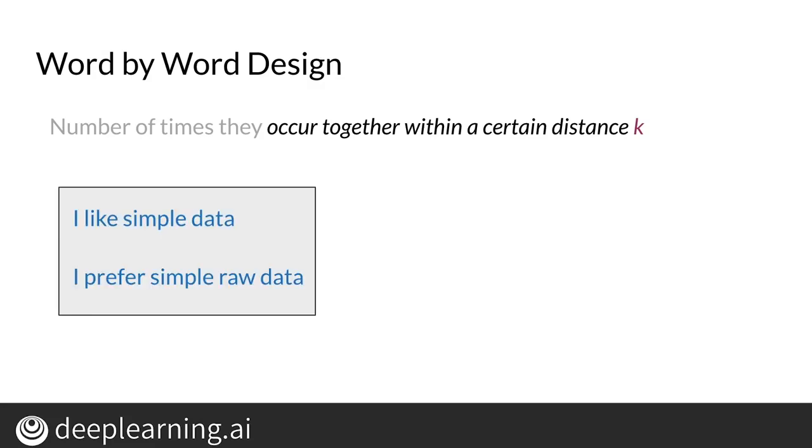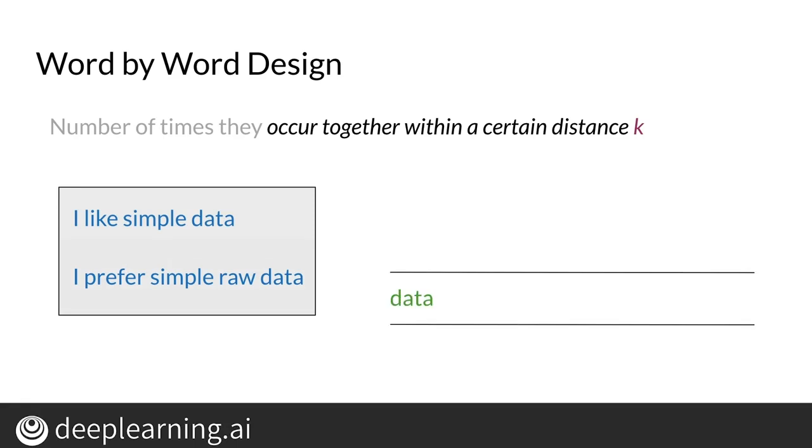For instance, suppose that your corpus has the following two sentences. The row of the co-occurrence matrix corresponding to the word data with a k value equal to 2 would be populated with the following values. For the column corresponding to the word simple, you'd get a value equal to 2, because data and simple co-occur in the first sentence within a distance of one word, and in the second sentence within a distance of two words.